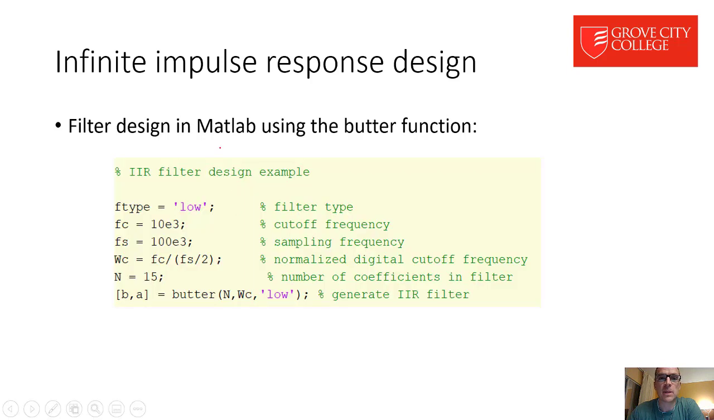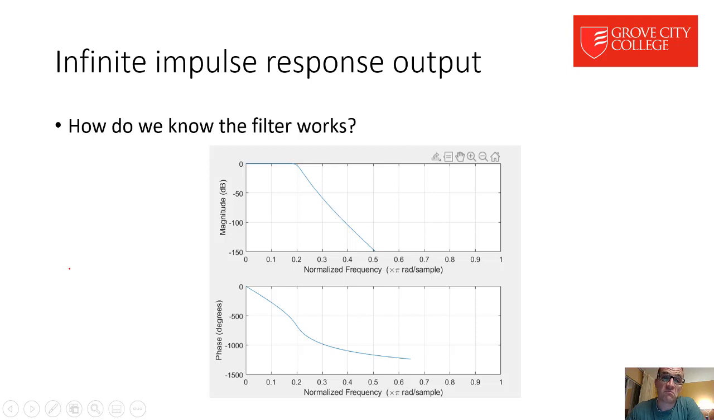Okay, so in MATLAB, the Butterworth design tool is the easiest one to use. So here's how you could use that to do the same kind of low pass filter. Filter type low, cutoff frequency 10K, sampling 100K, normalized omega C is 0.2. And now your number of coefficients can actually be very low for IIR filters, even as low as 2. I've got 15 here as a place to start, but you can go pretty low. And then the command is just butter to generate a Butterworth filter. All right, filter seems to work.